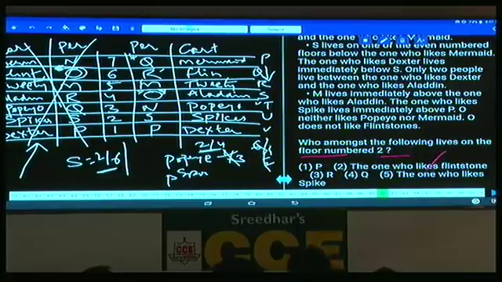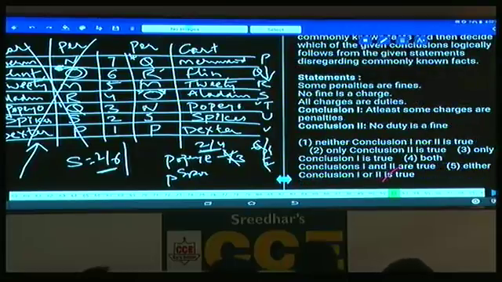Then question number 91. Who among the following lives on floor number 2? Who is that person here? S. Spikes. The one who likes Spikes, that is given in choice 5. Question number 91, choice 5 is the answer. Now this is about question numbers 87 to 91. Then 92 to 96.